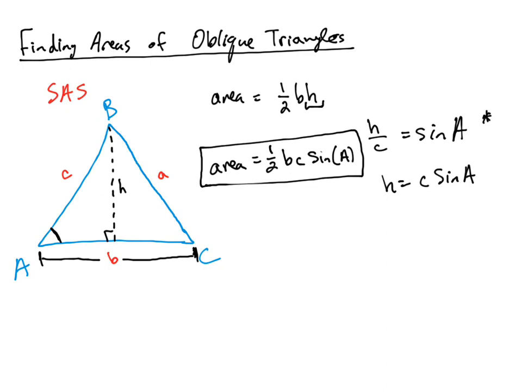That formula will work anytime we have a non-right triangle and we know two sides and an included angle. To reiterate, we have these two sides, C and B. A is the included angle of B and C because it's the angle between those two sides.